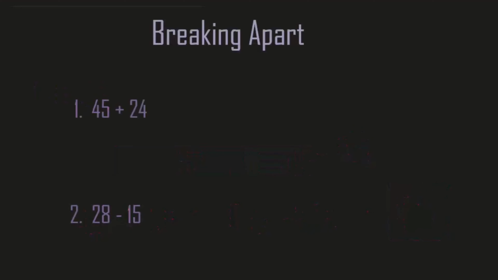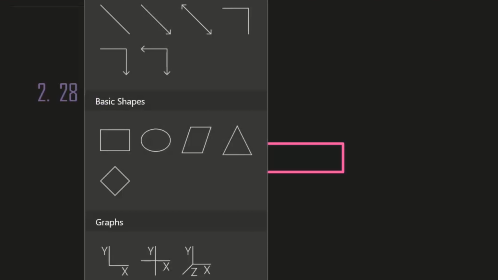So let's go back here. Equals 69. Okay. Now, let's try the second problem. This one is subtraction. But it's the same thing again. This is the number we're going to divide. So again, let's draw a rectangle. And again, let's divide it into two different spaces. Now, this would be our 28, and this would be our 15.